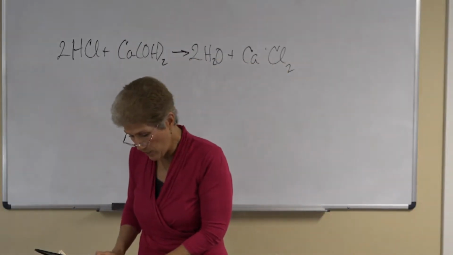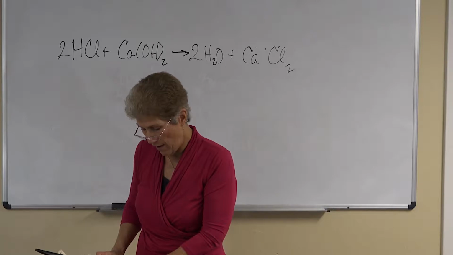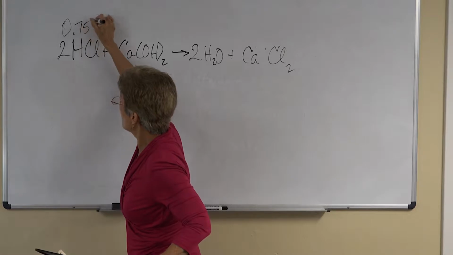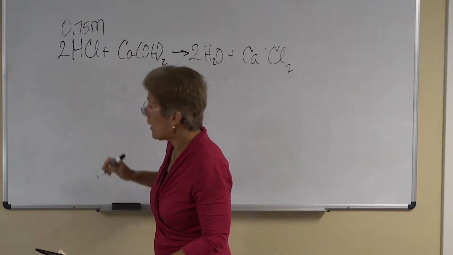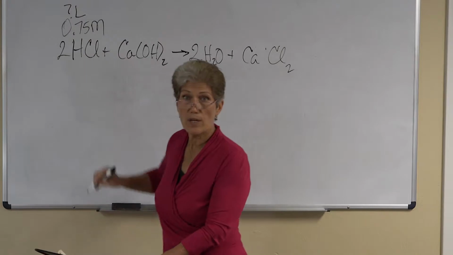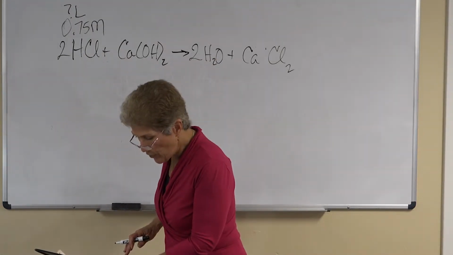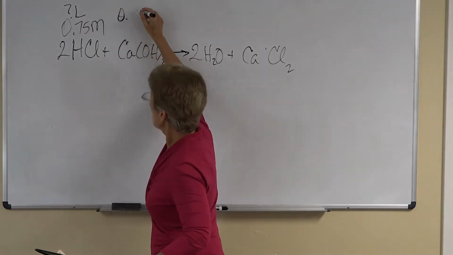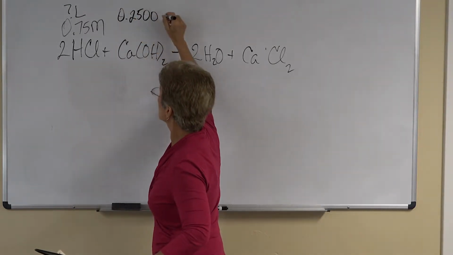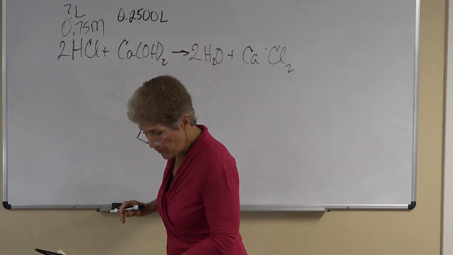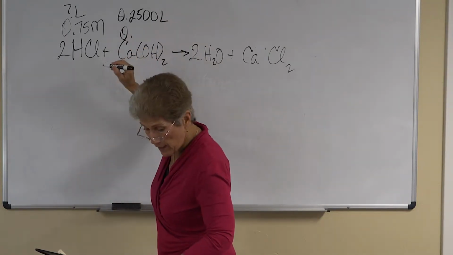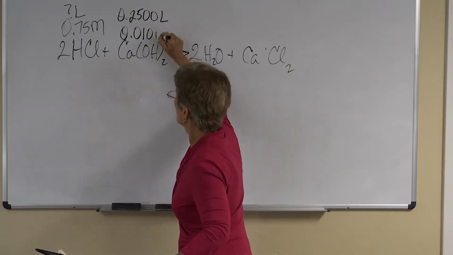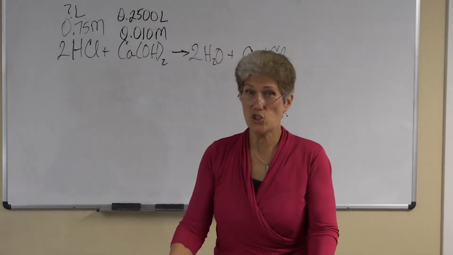Now we're going to add the information. It says what volume of a 0.75 molar solution of HCl, so 0.75 molar solution of this, and we're asked what volume, so we're going to put our question mark there, would be required to neutralize. We have 250 mils of this, so I'm going to go ahead and put this as liters. It's 250 mils with 4 significant figures, and the concentration of this is 0.010 molar. Okay, now once again, everybody should be able to do that.